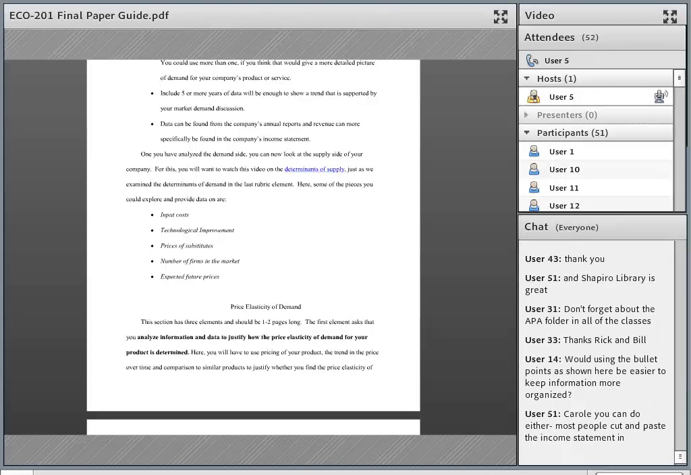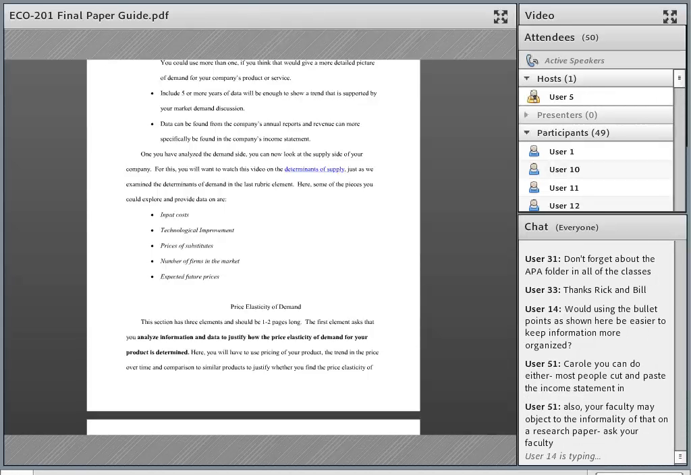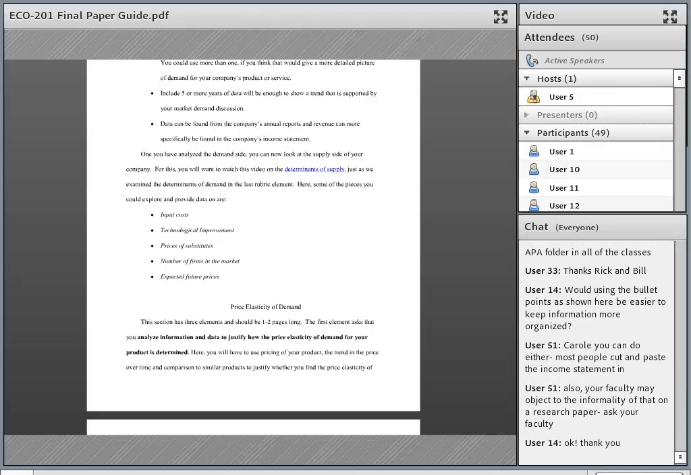So Kendra asks if using the bullet points as shown here might be easier to keep the information more organized. Kendra, you might not be addressing each one of these determinants in detail. Some of them might be more applicable than others. So you might find that a bulleted list might not make as much sense in this case for determinants of supply and determinants of demand. If you are addressing each of them and you feel like you have a blurb to say about each one of them, then I think that that's a great idea. But I wouldn't box you into that. It might not make sense for everyone's paper. That's a great question, Kendra, though.